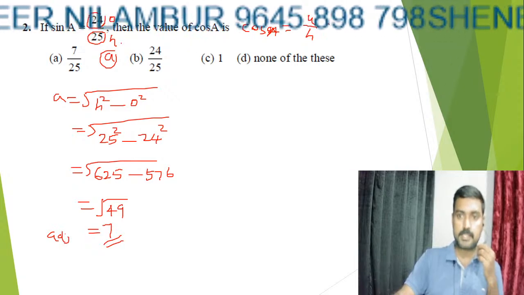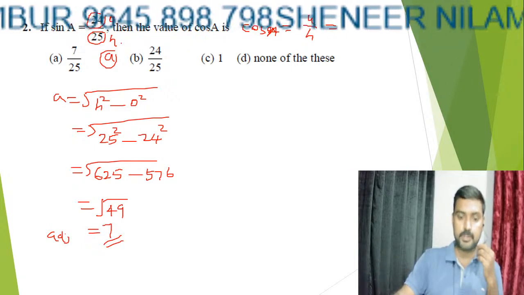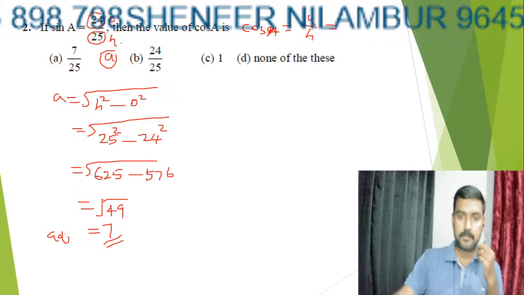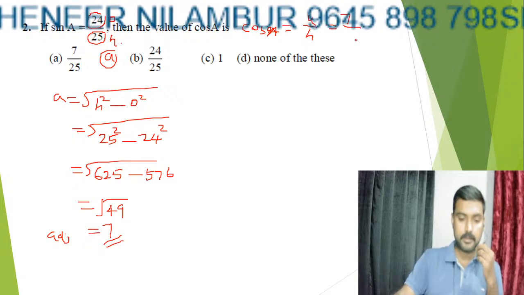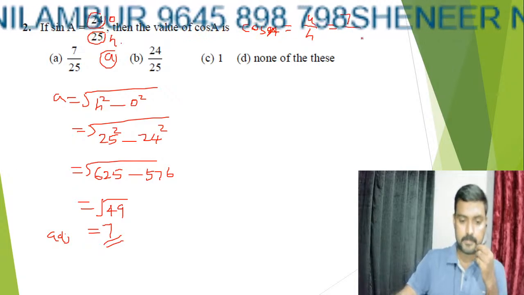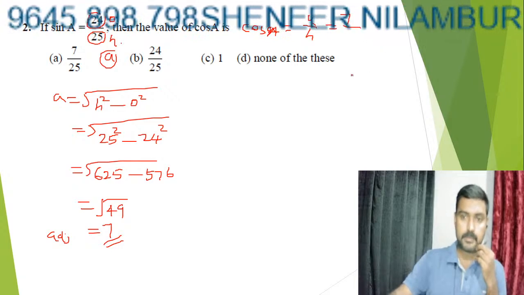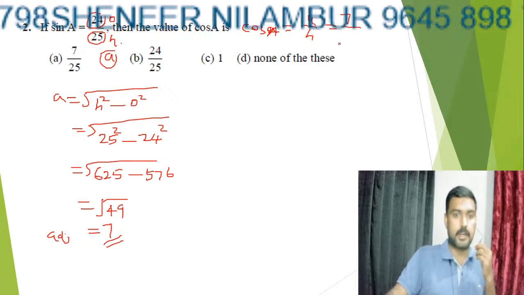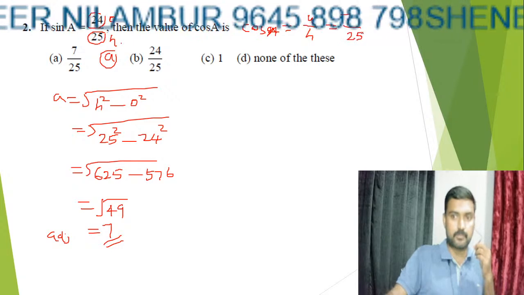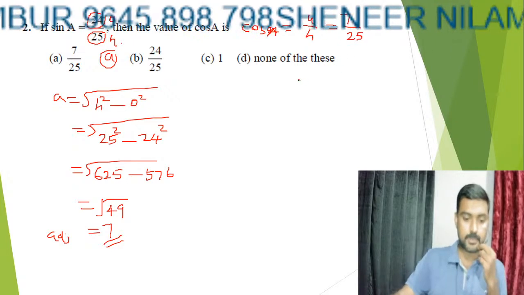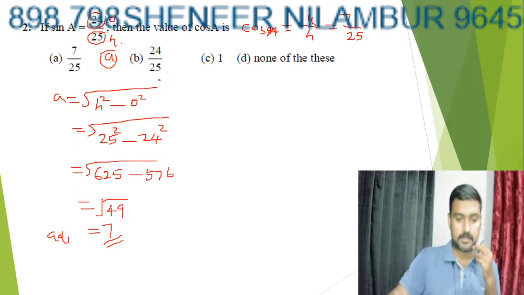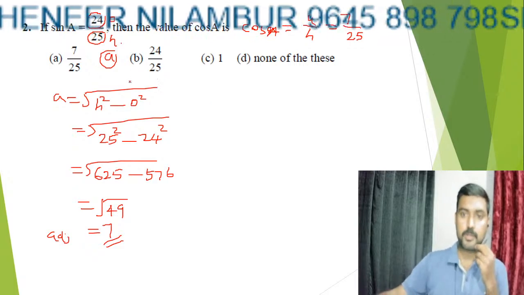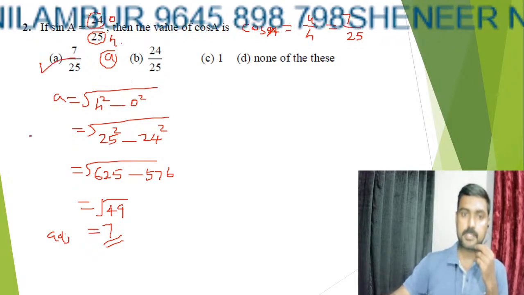So cos A is equal to adjacent by hypotenuse. So we will get 7 by, I think you can follow me, 7 by hypotenuse is 25. If any doubt, please just use the comment box. So my dear students, I am going to the next question. Here 7 by 25 is the answer.